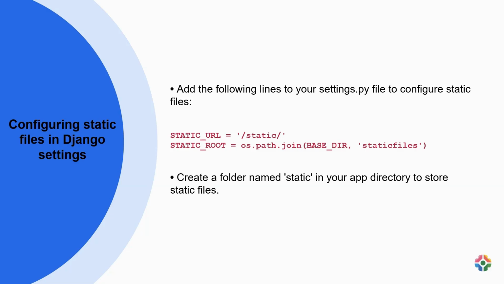For instance, in a Django project for an e-commerce website, the static folder within the shop app directory can house all the necessary static files for styling product pages, managing client-side functionalities, and displaying product images.